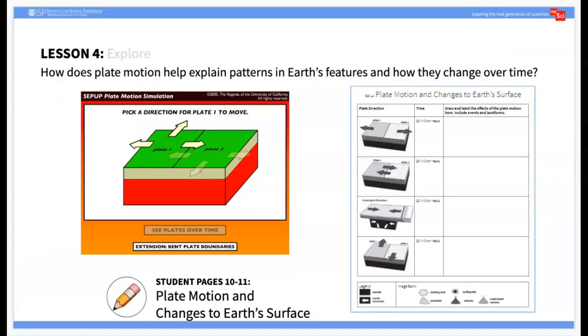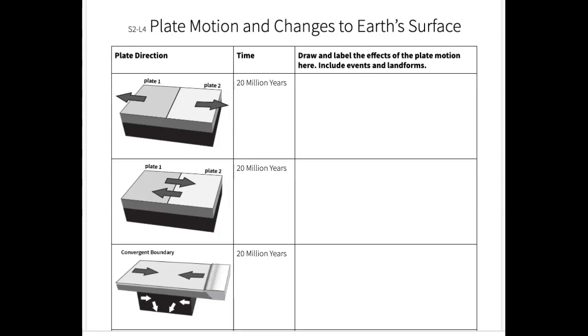In the Explore portion of this lesson, students will use a simulation to explore the relationship between plate motion and changes to Earth's surface. Students will use the prompts in their student journal in order to interact with the simulation. For example, students will first consider how plates that are pulling apart affect Earth's surface over a time span of 20 million years.